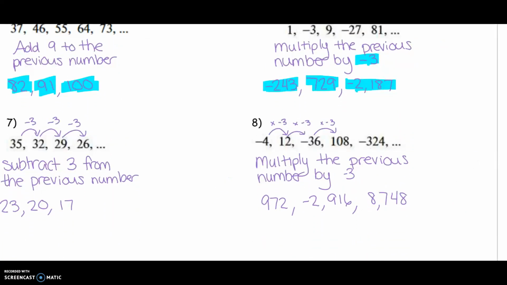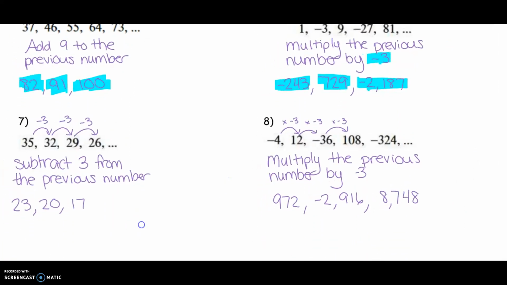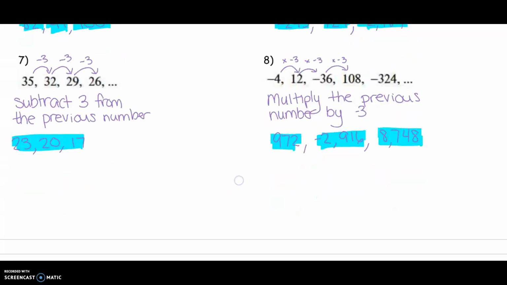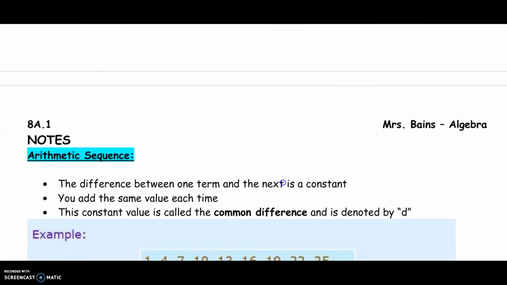Number 7, we're subtracting 3 from the previous term, and our next 3 terms would be 23, 20, and 17. And for number 8, again, we're multiplying by negative 3. We have the alternating signs again. Our next 3 terms would be 972, negative 2,916, and positive 8,748.